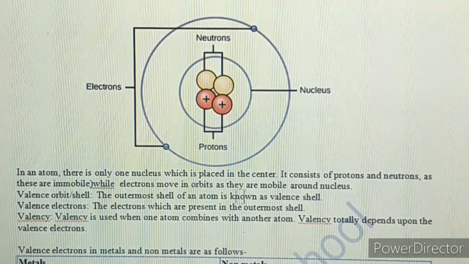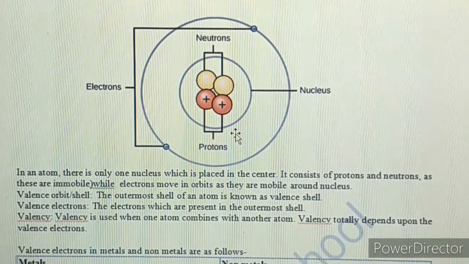The outermost shell of an atom is called what? Valence shell. And naturally, if the shell is there, the electrons must be present there. So the electrons which are present in the outermost shell are called valence electrons. Now one more word is there, valency.